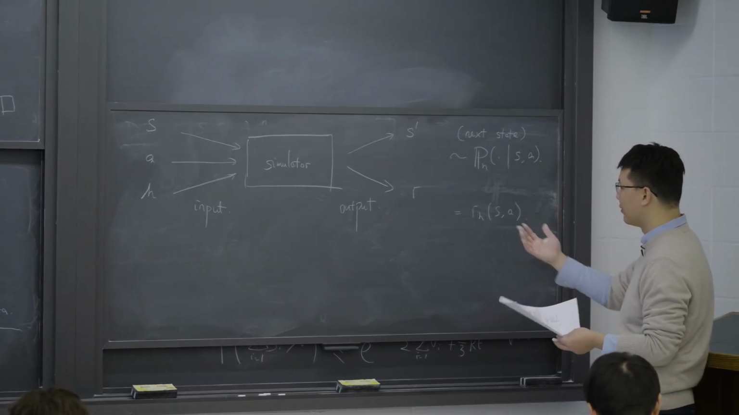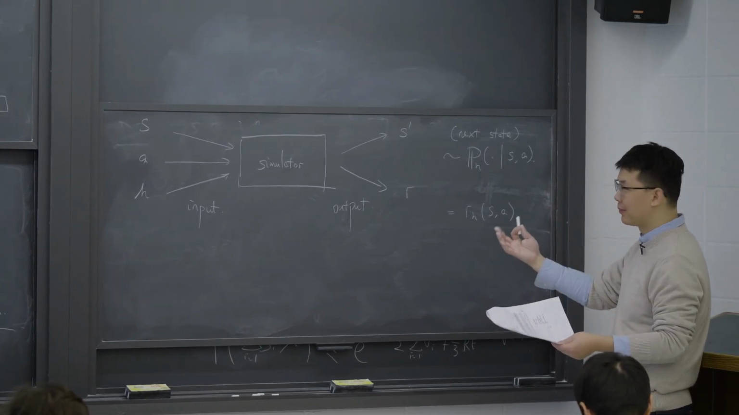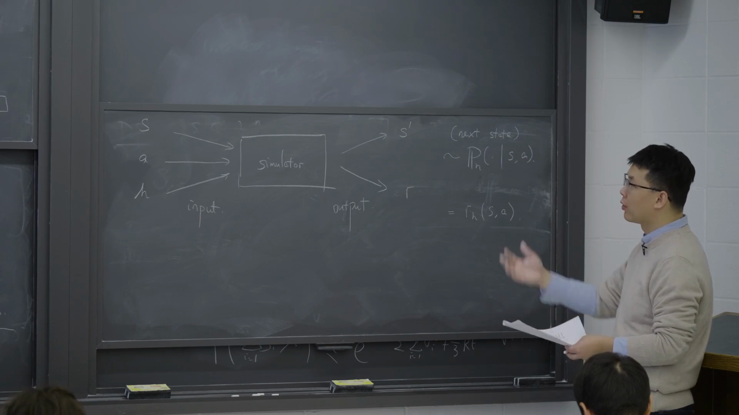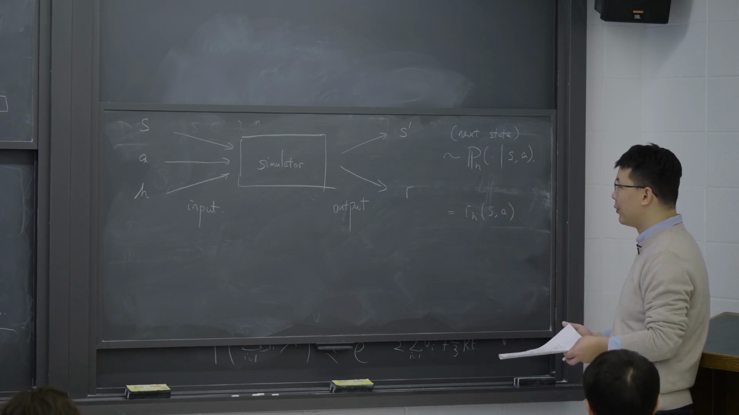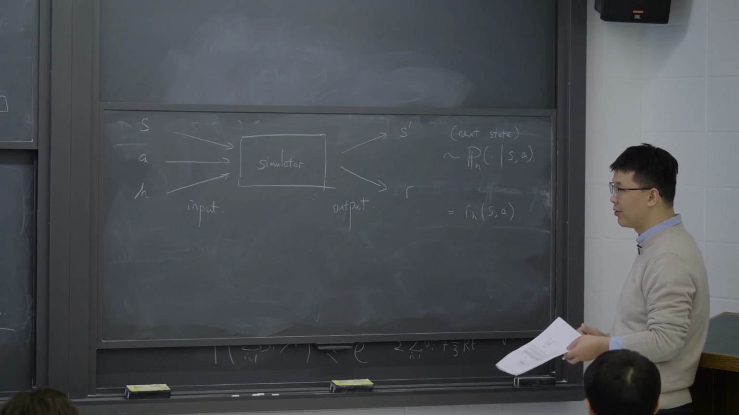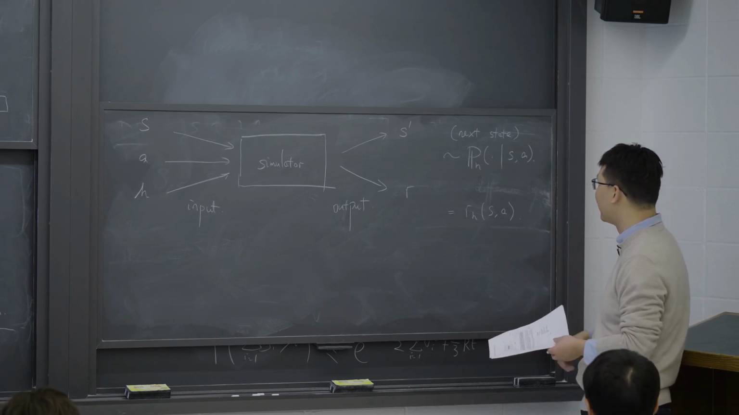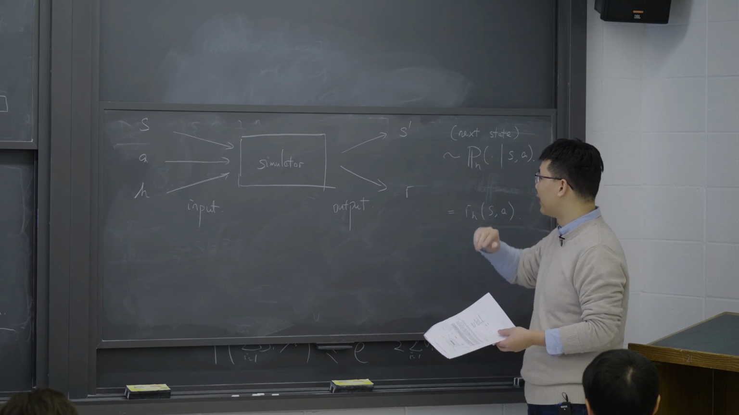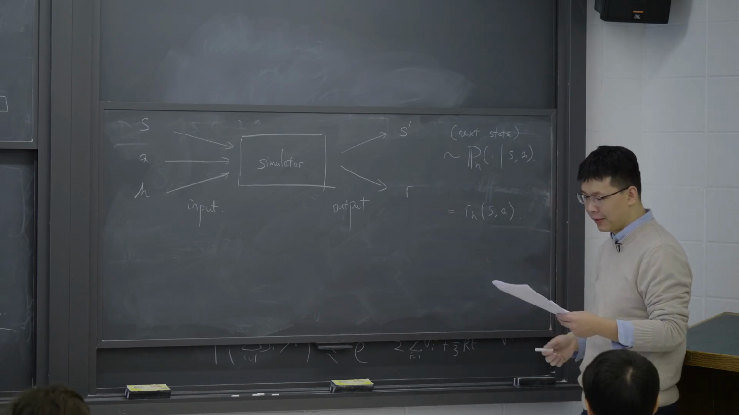You can essentially think you have a computer program called a simulator. You can just query whatever the state, action, H. It will not directly tell you what is the transition, what is the reward, but instead it will give you a random sample of the next state and the reward.